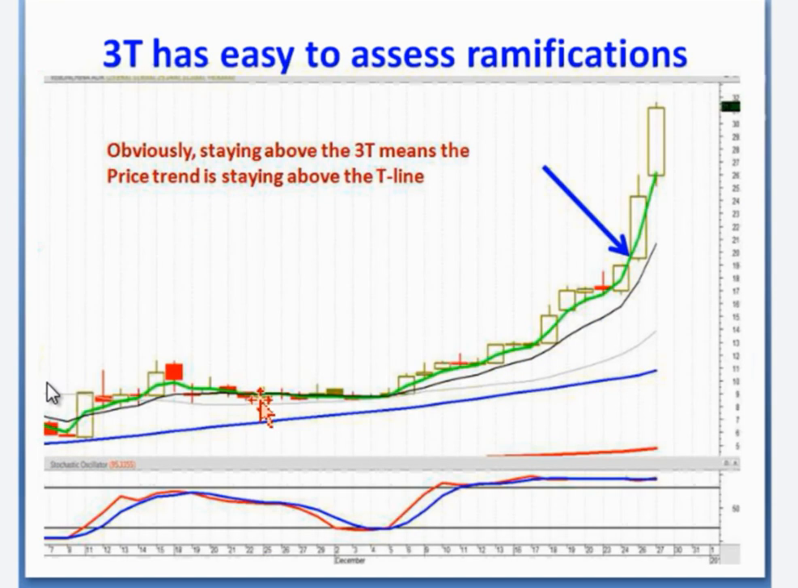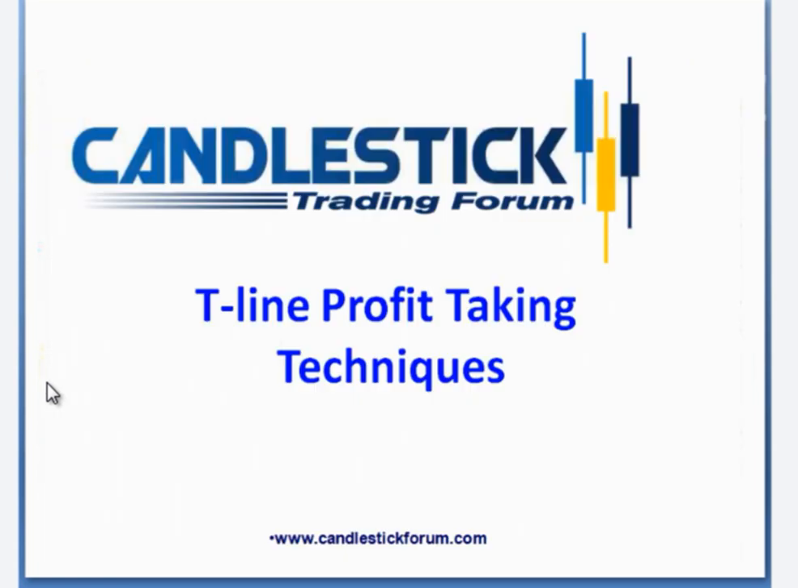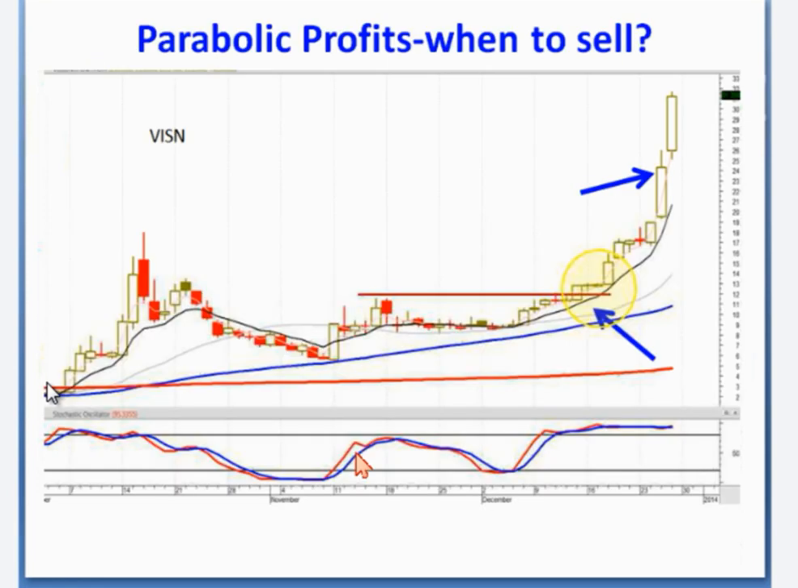It also tells us once we're in a trade, when should we start looking to take profits? It's when the price starts moving well above the T-line, the blue line and the gray line. The blue line is your 50-day moving average. The gray line is your 20-day simple moving average. So the T-line makes it very effective for taking profits.